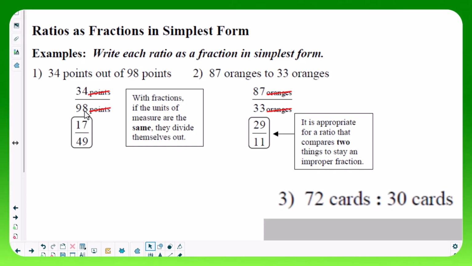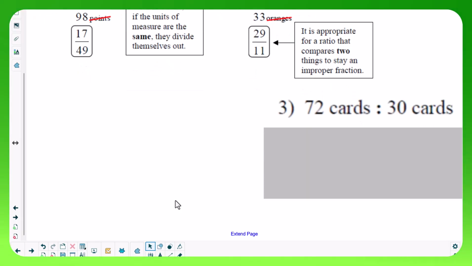So we've seen a couple of different ways to represent ratios so far, using the words out of in number 1 and using the word to in question number 2. One of the most common ways we'll see ratios be written is with the colon, as you can see in number 3.